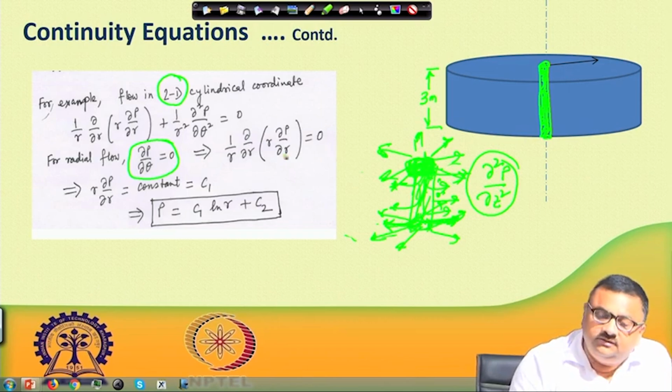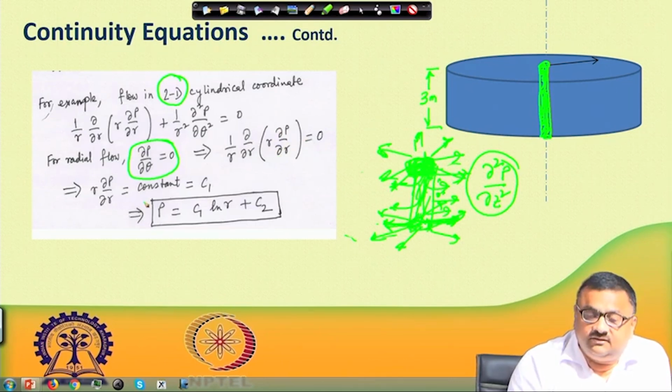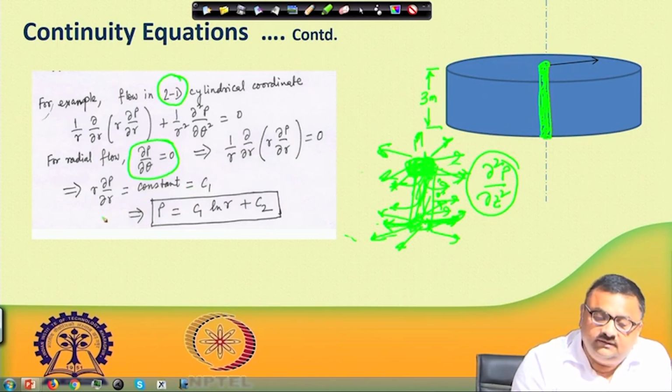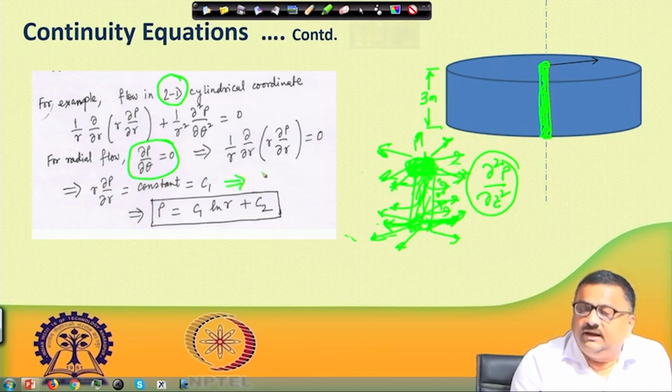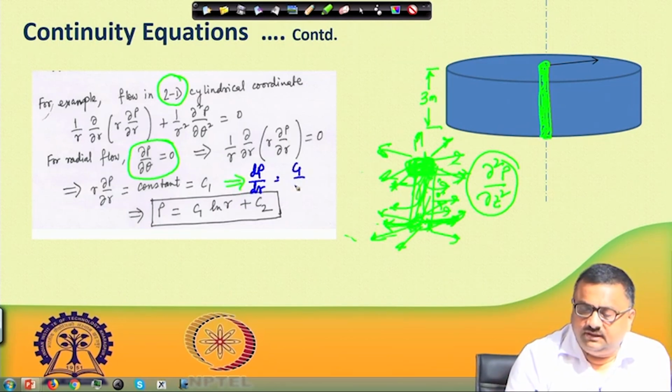So, now if you do this integration, you have first of all r del p del r would be equal to constant. If you take del r of r del p del r equal to 0, or d dr of r dp dr equal to 0, then r dp dr equals a constant, and let us say that constant is C 1. Then dp dr would be equal to C 1 by r.